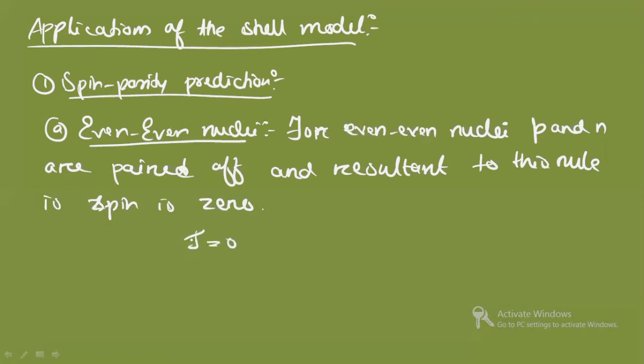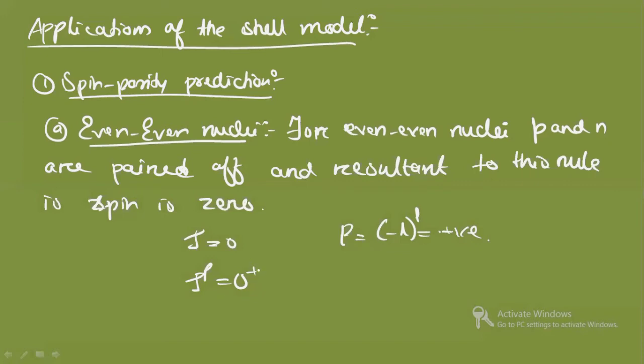That means J will be equal to 0, and J to the power P equals 0 plus. Why? Because the parity P is given by minus 1 to the power L. All right. L equals 0, so it will be minus 1 to the power 0. It means positive. All right. So this is the reason that the spin is 0.